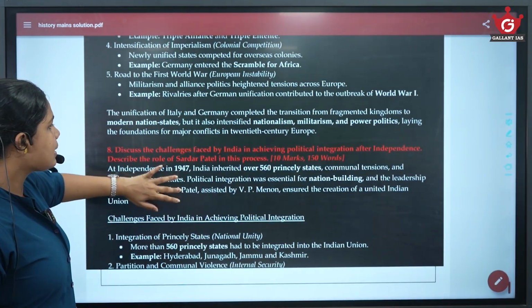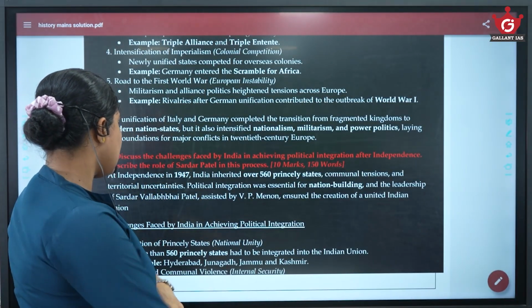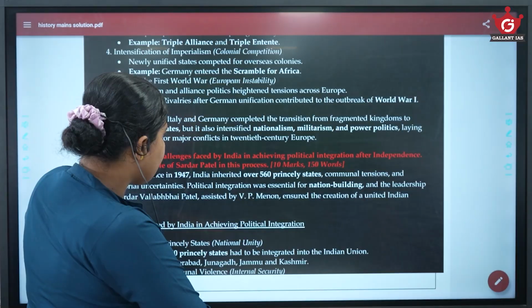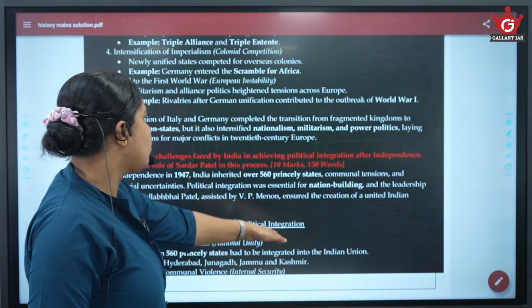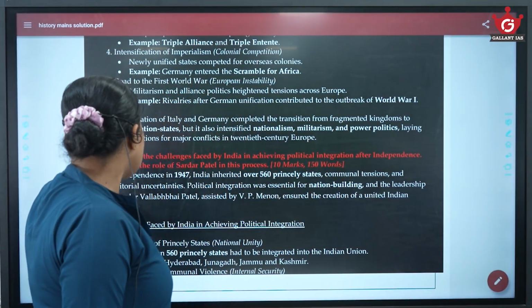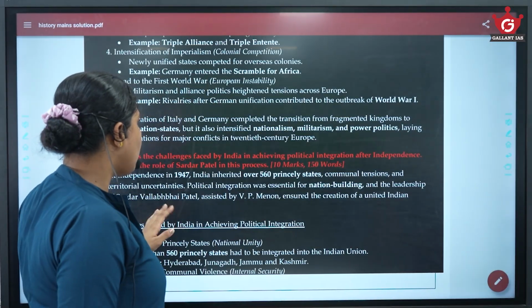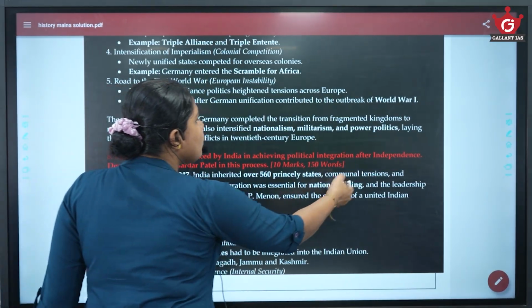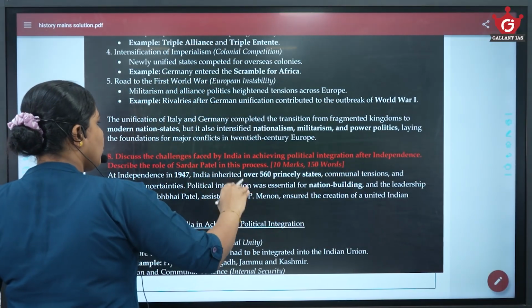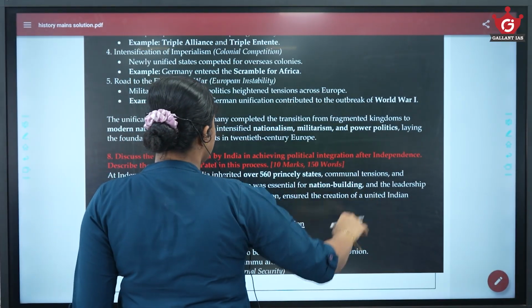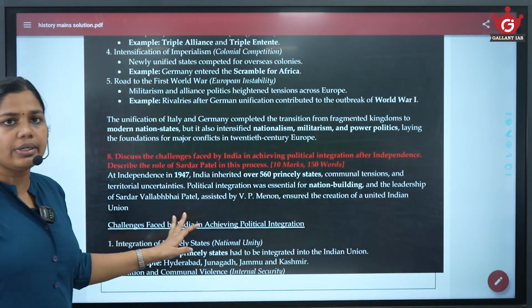Give a decent intro. At independence in 1947, India inherited over 560 princely states. And what was the situation at that time? There were communal tensions, territorial uncertainties, etc. So political integration was essential for nation building, and the leadership of Sardar Vallabhbhai Patel, assisted by VP Menon, ensured the creation of a united Indian Union. Okay, this is a very good introduction.